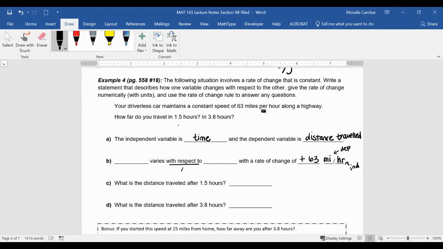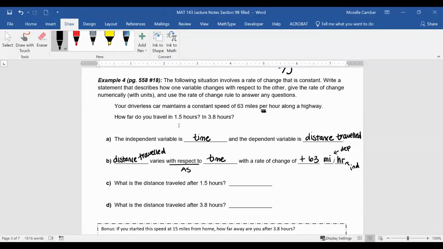So with respect to is the same thing as. So my independent goes there, and my dependent goes first. So my distance traveled varies with respect to time with a rate of change of a positive 63 miles per hour.